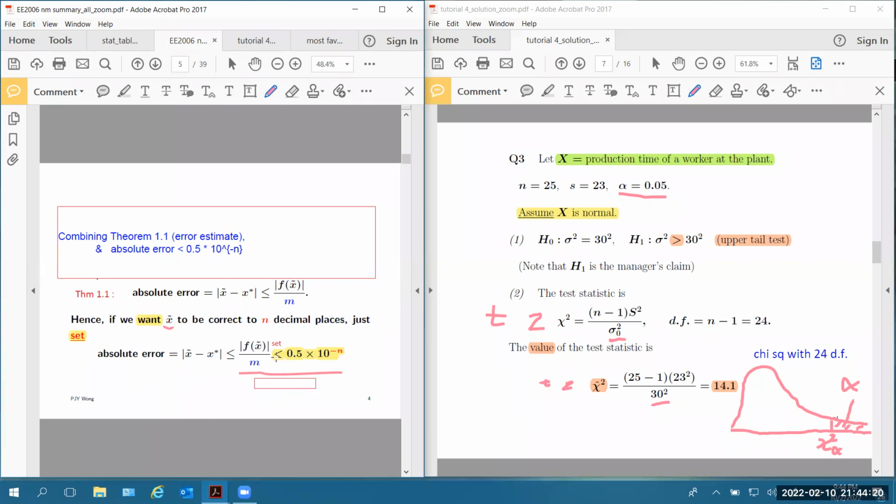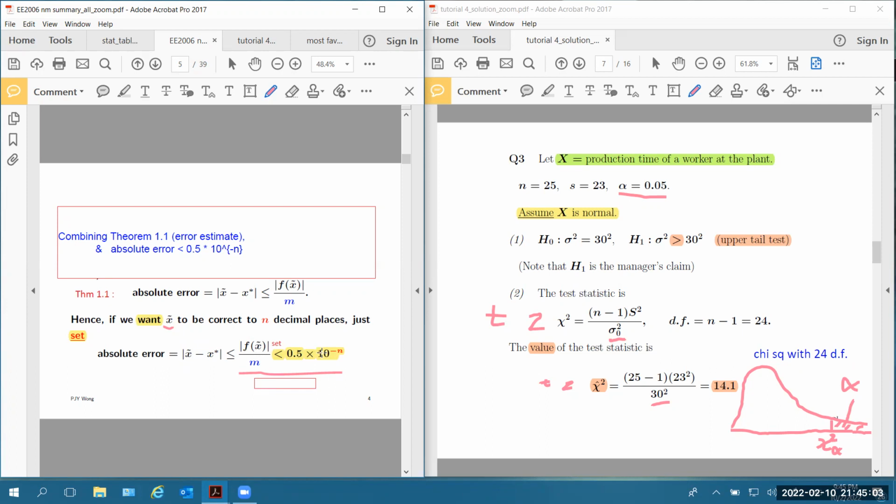And then you just set. Now here I put less than, but this less than is one we impose. You set it to be less than 0.5 times 10 to the power minus n. Because if you do so, then you will have absolute error less than 0.5 times 10 to the power minus n, which will mean that your x tilde is correct to n decimal places. That's why you put it here. And now this thing here actually gives us the stopping criteria.